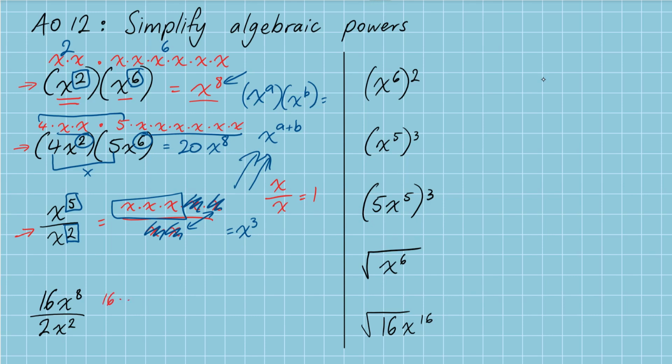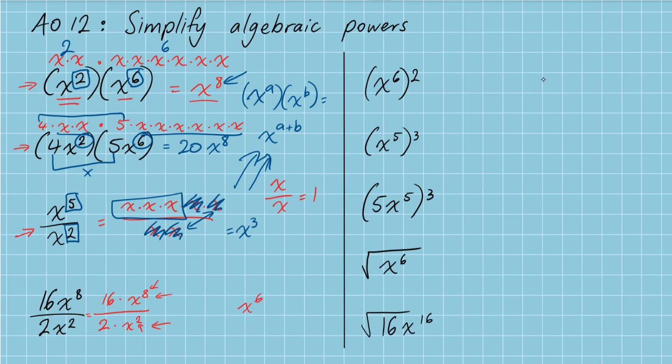Oh, do I want to write? Yeah, I'm not going to write all that. So let's think about this logically. We've got 2 x's down here, we've got 8 x's up there. 2 of those are going to cancel out 2 of those. So we're going to be left with x to the power of 6.